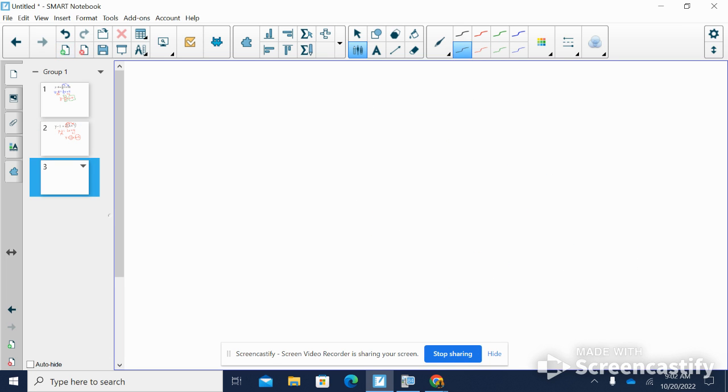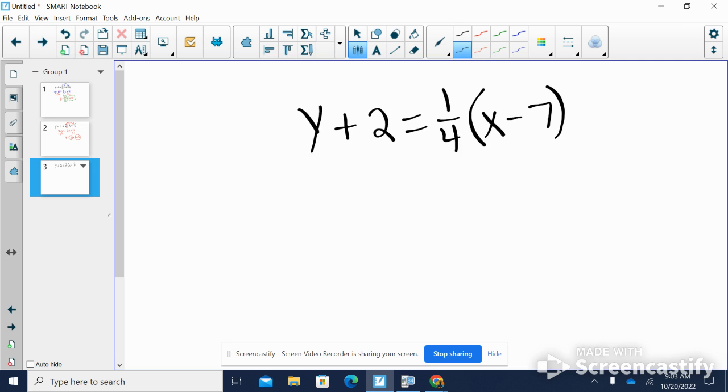One more. y plus 2 equals 1/4, parentheses, x minus 7. All right, this one's a little bit harder. Still going to use the same exact thing to change it from point slope form to slope-intercept form. Sorry about that, guys. So I'm looking at this now, and I'm going to take the 1/4, which is our slope, because this is in point slope form. And I'm going to multiply it into the parentheses.